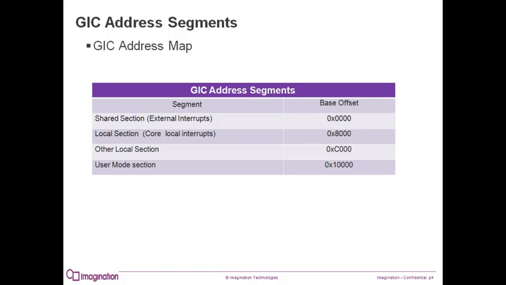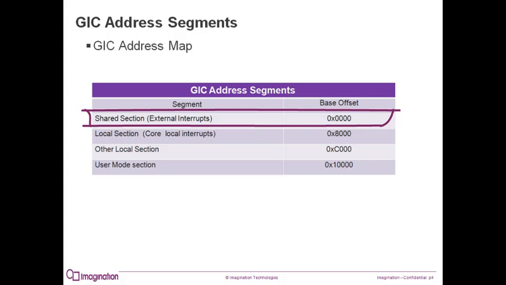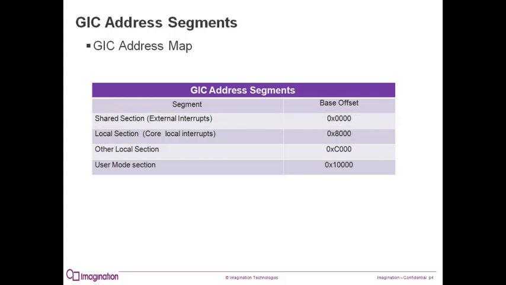The GIC is divided into sections. The first section starts at the base address of the GIC. This section is where the external interrupt sources are registered, masked, and assigned to particular processing elements and interrupt pins. This section is used by all processing elements.